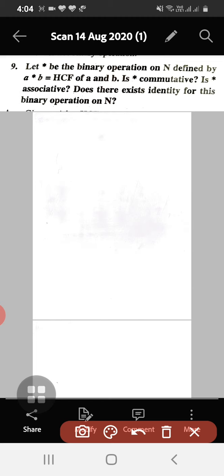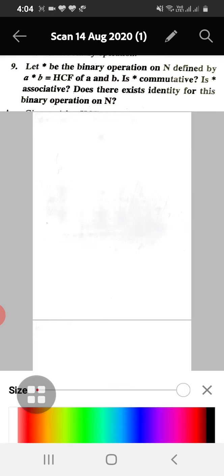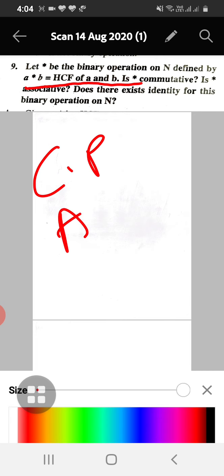Welcome back again. So let us quickly consider another problem on a binary operation. In my previous video, we worked out the same type of problem where LCM of A and B was given. Here the only difference is A star B is equal to HCF of A and B. So we have to verify the commutative property, the associative property, and whether there exists an identity element or not.